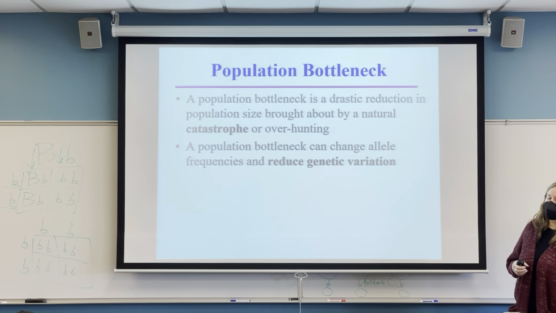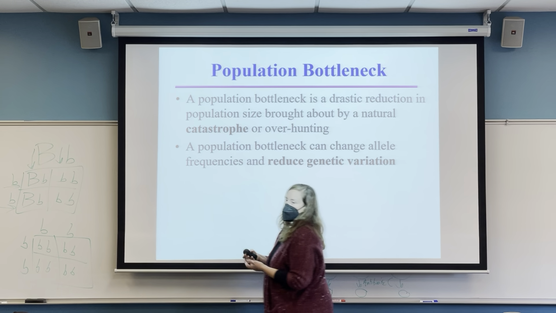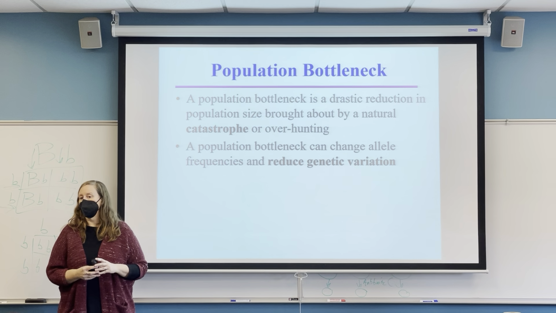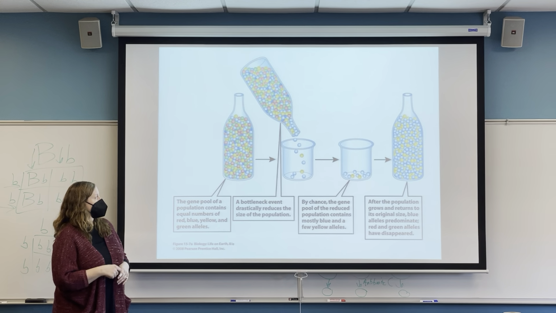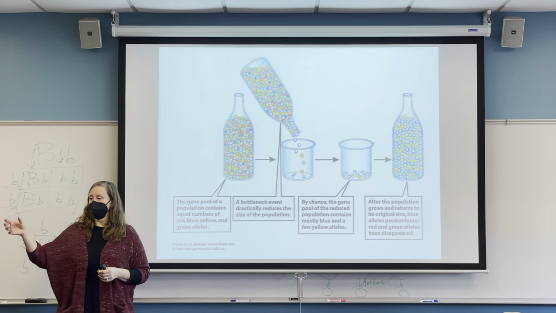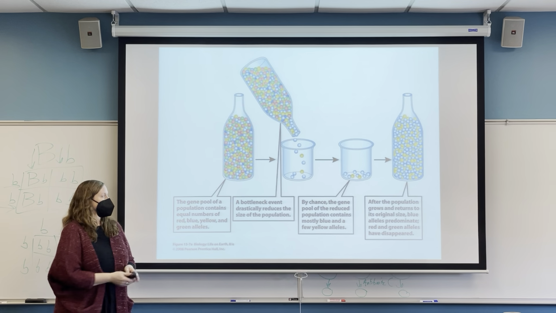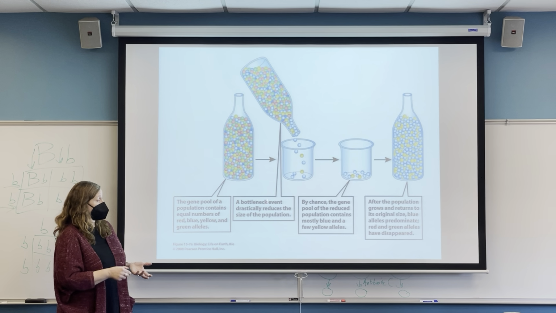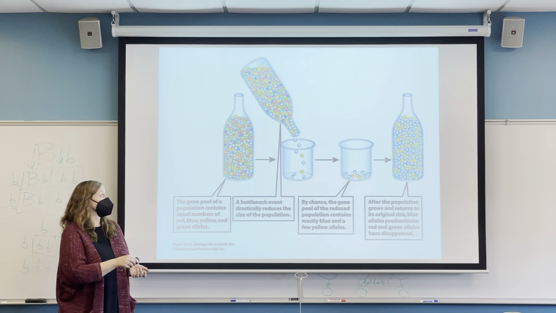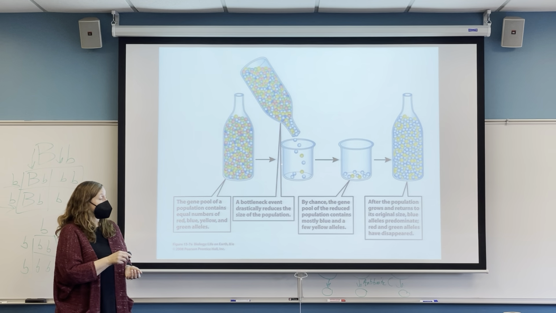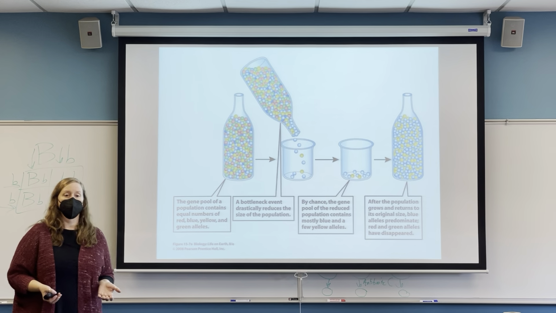We call this a bottleneck because the idea is like the population exists in a bottle, like a pop bottle, for example. And we have different colored balls that represent all of the different variations in that population. So we start out with four different colors. And let's say that the catastrophic event is represented by taking that bottle and shaking out just a few. Who's left represents the variation. In this case, whatever this catastrophic event was, it only left two of the four original variations in the population, which means that over generations you only have half of the original variation due to that catastrophic event.